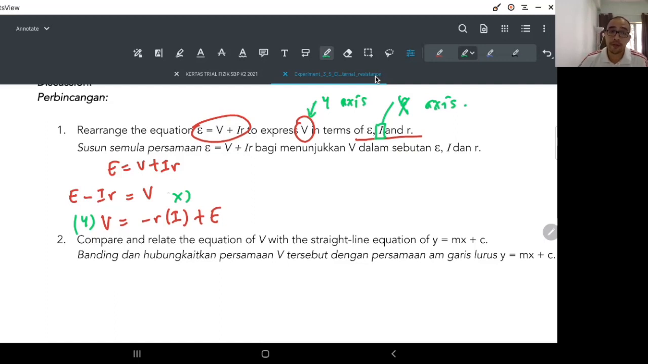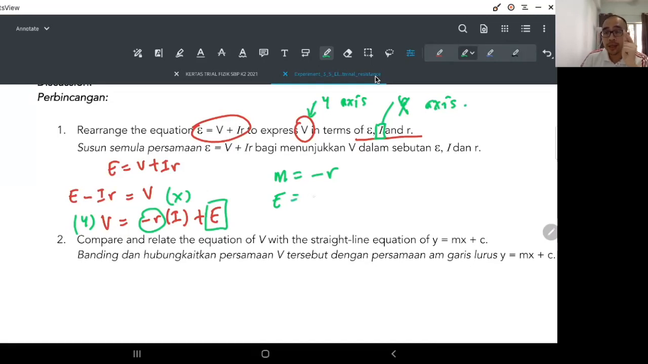Okay? Your negative R is your gradient, and your E, which is your EMF value, is the V-intercept or y-intercept, depending on how you read it. That's why calculating the gradient and determining the V-intercept is very important in this experiment, because the gradient and the V-intercept tell you two very important pieces of information.